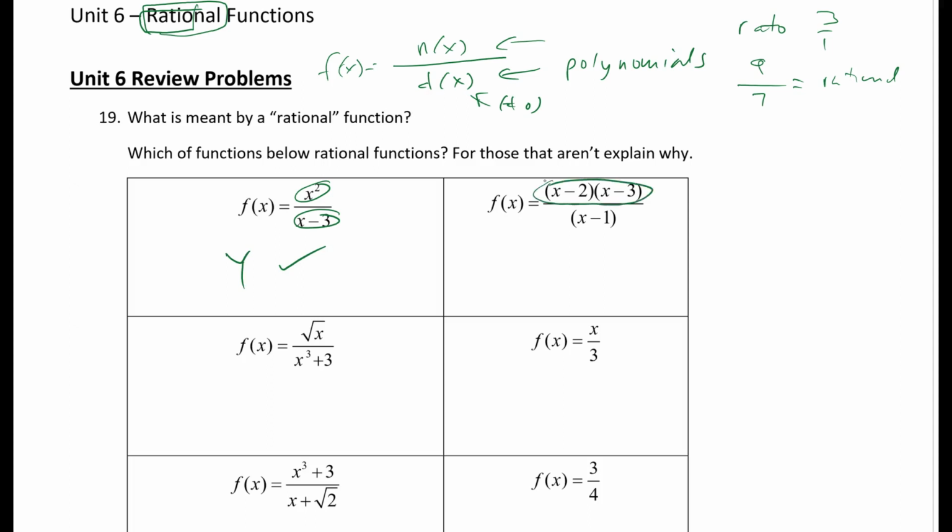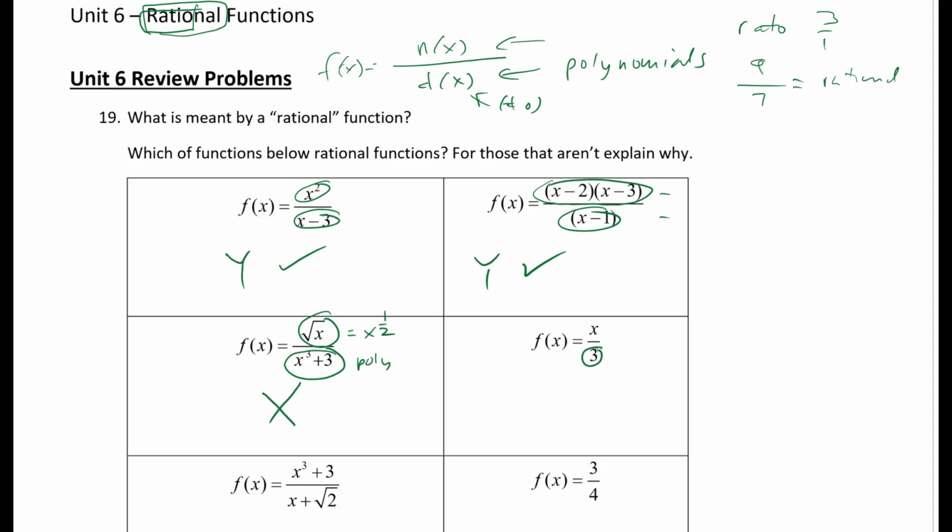This one here is written in factored form, but that doesn't change that it's actually a polynomial. Factored form of polynomials is something we talked about in the prior unit, Unit 5. This is a polynomial, so the two polynomials are being divided. Yes, rational function. Here, this box here, that's definitely a polynomial. This one, though, if I wrote it with its fractional exponent form, x to the 1/2, that doesn't meet the definition of a polynomial. So this one is not.